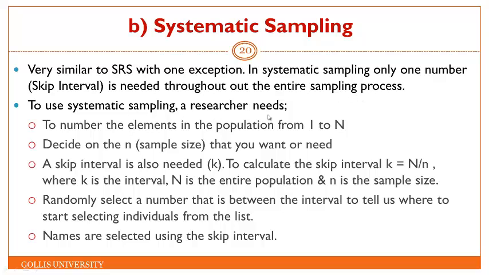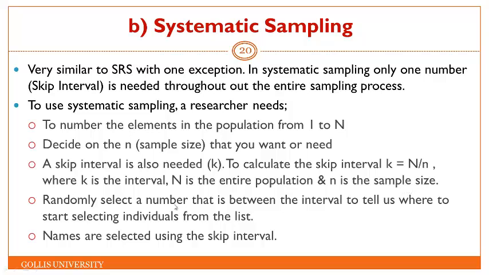To use systematic sampling, a researcher needs to, number one, number the elements in the population from one to the last one or to the final number, just as we have done with simple random sampling. Then step number two, decide on the sample size, that is the small n that you need to use in your study. Then develop your skip interval. A skip interval is also needed. We abbreviate it as K, and the skip interval is equal to the total population divided by the sample size, where K is the interval, capital N is the entire population, and small n is the sample size.